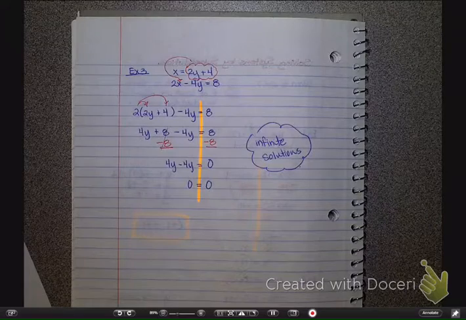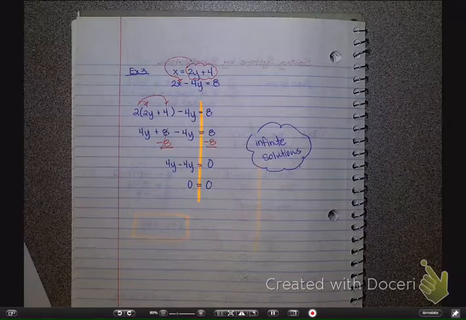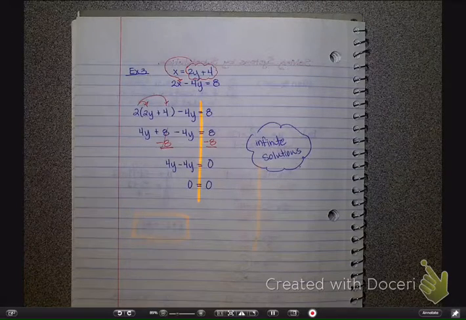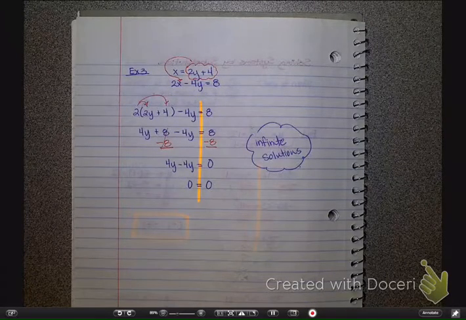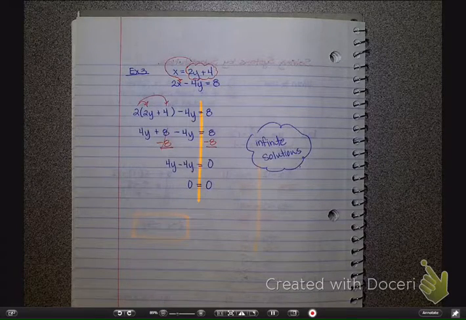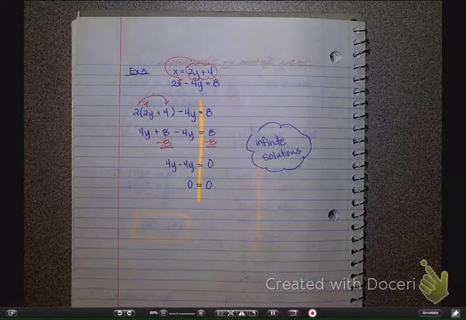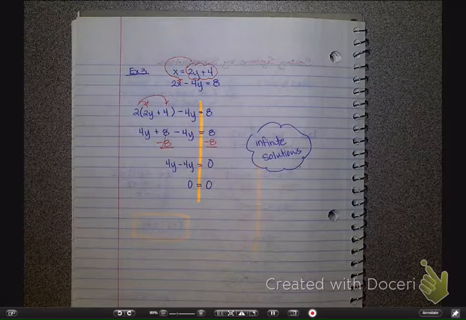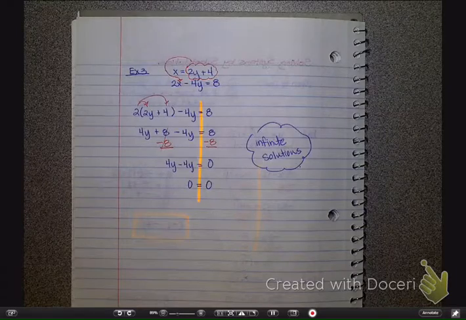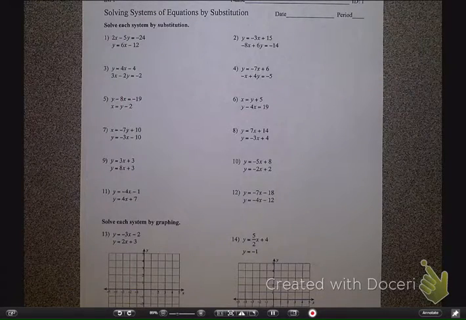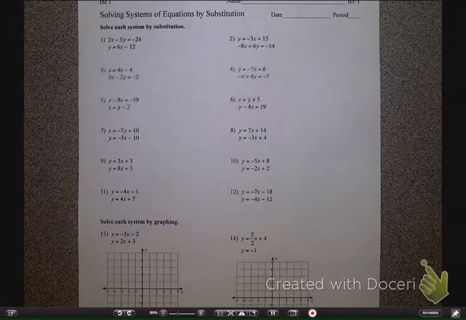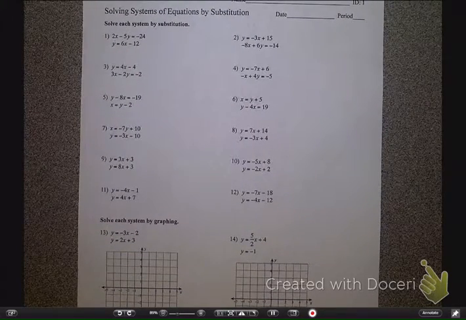Okay. I want you guys right now to take a picture of your homework. It will also be up on School Loop. Okay. Hold on, let me find it. Okay, and this is homework for tonight. So you guys need to complete odds. Odds only.